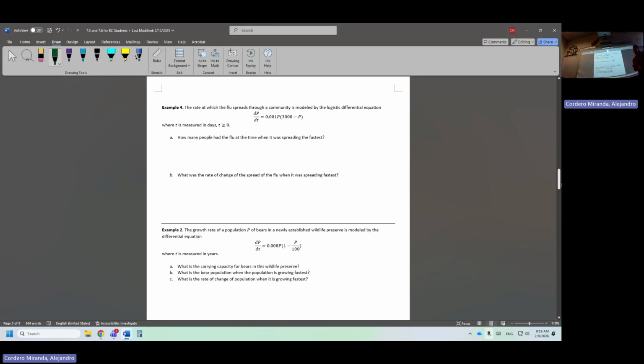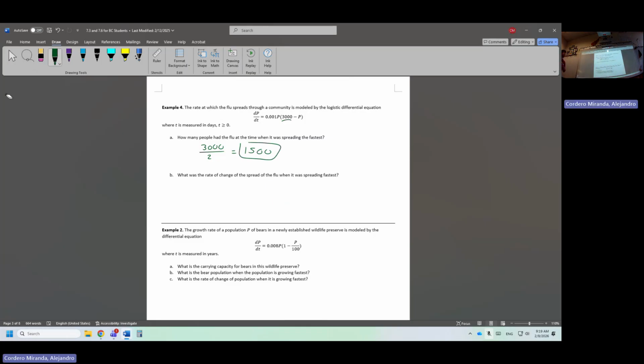Fastest spread would be halfway to the carrying capacity. The carrying capacity is 3,000, so how many people had the flu when it was spreading the fastest? Half of 3,000, so 1,500. Solid.